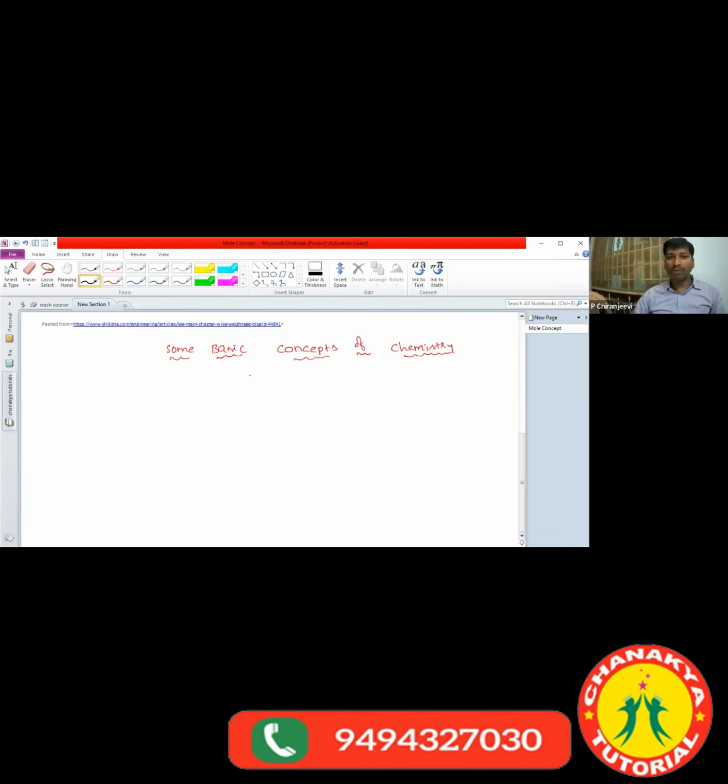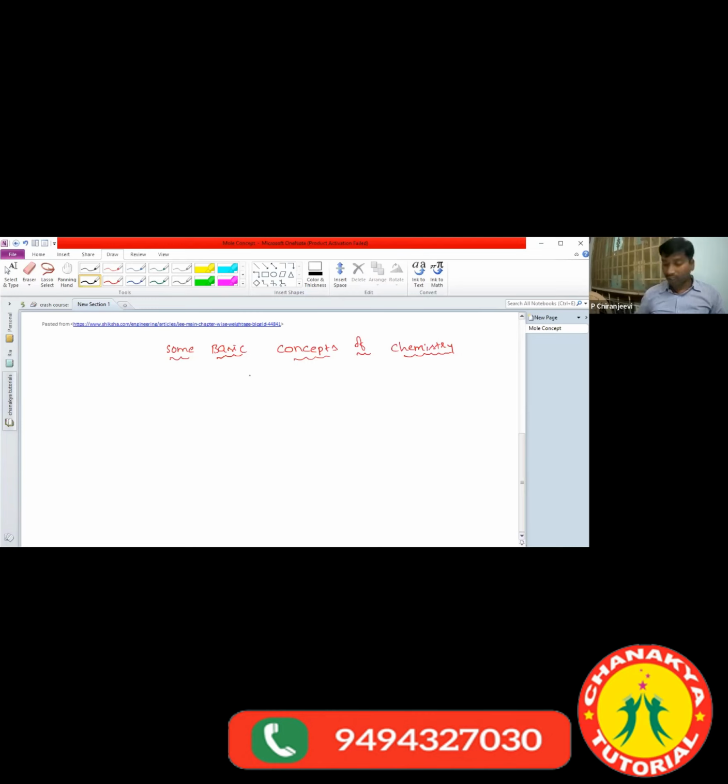Okay, so what are the four concepts here? One is the law of chemical combinations, first of all the introduction part, and another law of chemical combinations. The second one is the mole concept, then limiting reagent, and empirical formula and molecular formula. These four concepts are very, very important, and calculation based questions come in the examination also.